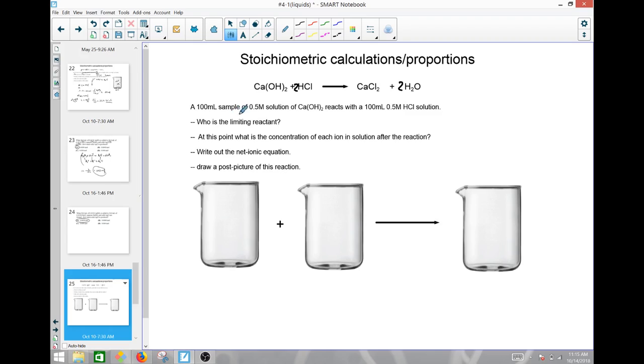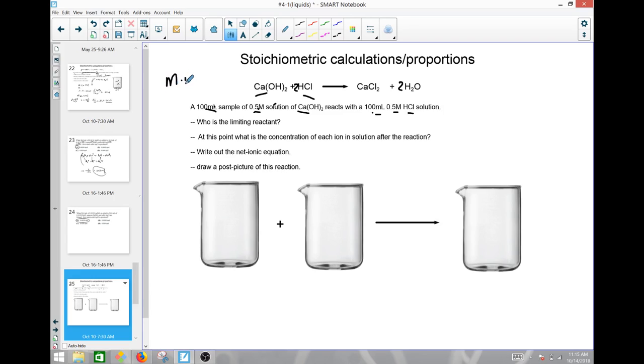100 milliliter sample of 0.5 molar of this. So I got a concentration and a volume. It reacts with 100 milliliters of 0.5 molar HCl. Okay. What's the limiting reactant? Well, because we have equal volumes of equal concentrations, we have equal moles. That's a really important concept.